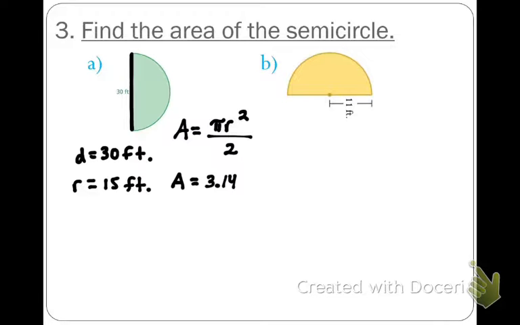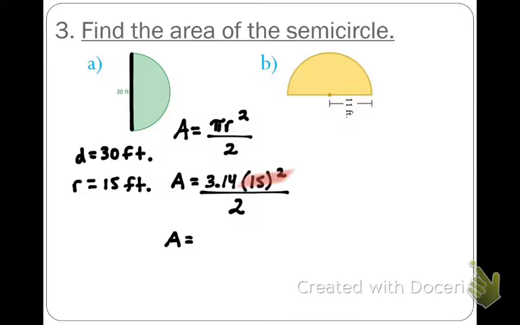Jocelyn, what is the radius? 15 feet. 15. And we're going to square that, and then we have to divide the whole thing by 2 because it's a semicircle, so we're going to cut the area in half. Now, Sierra, what should I do first? You are correct. We're going to do those exponents.